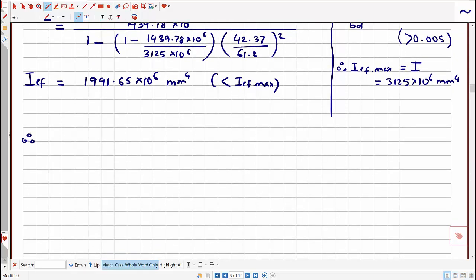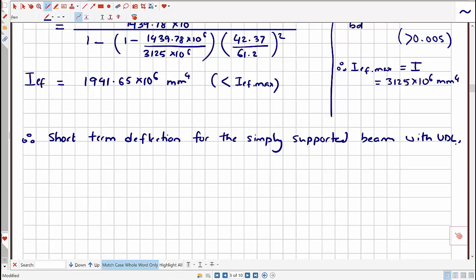Therefore, finding the short-term deflection in the beam. The short-term deflection for a simply supported beam with uniformly distributed load is at the midspan, and from the elastic analysis we know that the maximum deflection delta is 5WL⁴ over 384 Ec I effective.